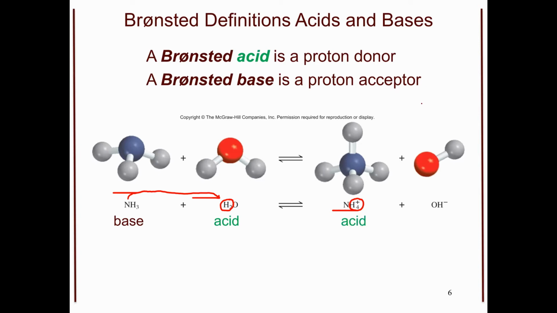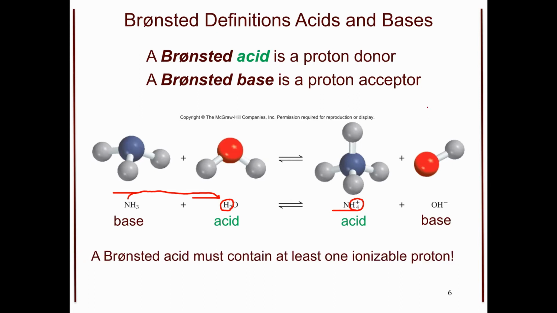Over on the other side, notice that our ammonium that has the proton now has become what is called the conjugate acid. Conjugate meaning what it formed. So now the base has become the acid, and as you can see by our water forming OH minus, our acid has become its conjugate base. This is going to be used in great detail when you get to acid-base equilibrium in your General Chemistry 2 course. A Bronsted acid must contain at least one ionizable proton.